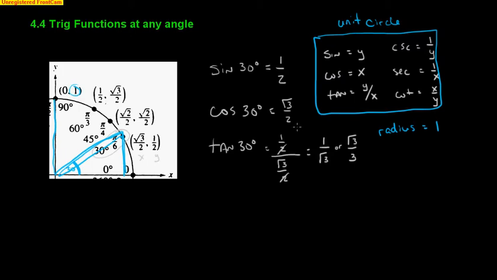We're not always going to be with the unit circle and the radius being 1. What happens if we expand this? How do we take this information and go past the unit circle, where our radius is no longer just 1? Well, the key is the radius.